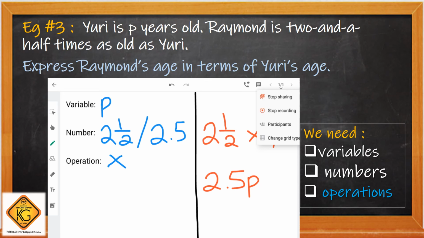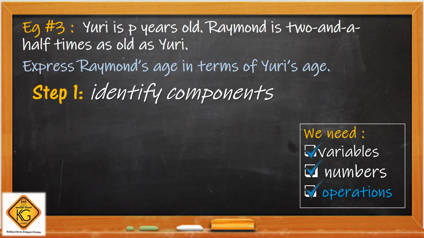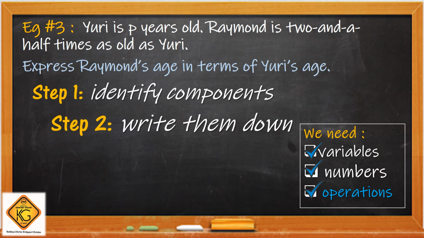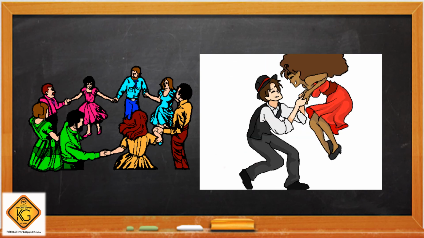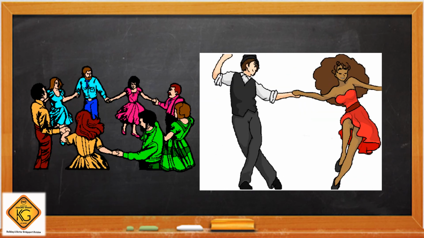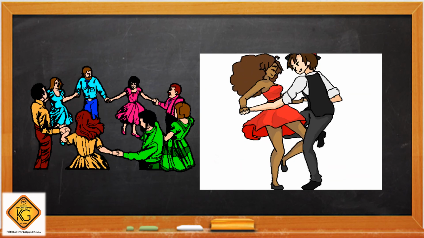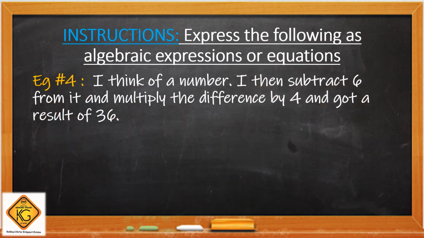Notice that even though the problem got a little more complicated, the concept remains the same. Firstly, we need to identify the elements of an expression or equation in the scenario. And secondly, we simply write them down the way we would in a normal math expression or equation. Let's take our final example. This one is going to be a little more technical. I think of a number. I then subtract 6 from it and multiply the difference by 4 and got a result of 36. Why don't you give this one a try as well?